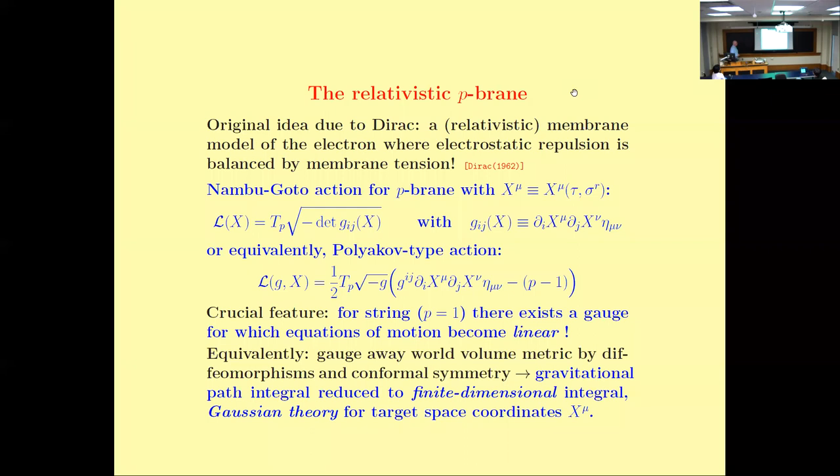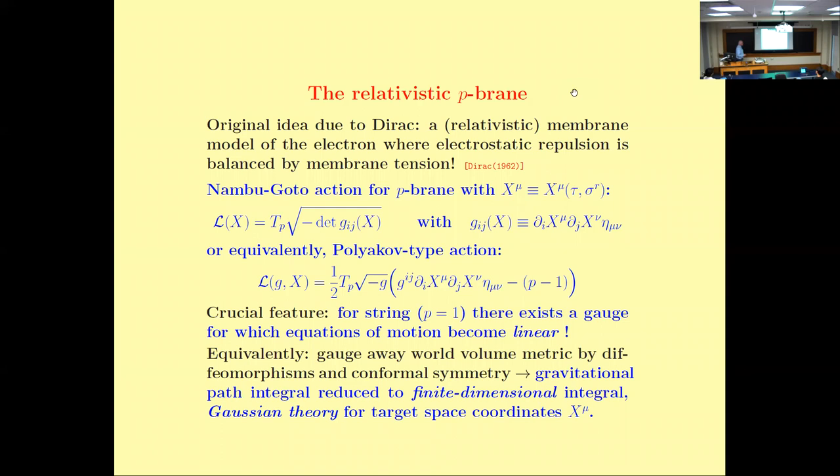So you have some extended object, and you have a target space coordinate that depends on the p-brane coordinates and the time parameter tau, and the r runs from 1 to p. So the string is a 1-brane, the standard membrane is a 2-brane, and so on. And then the action is simply given by the area element of the metric, which is defined like this.